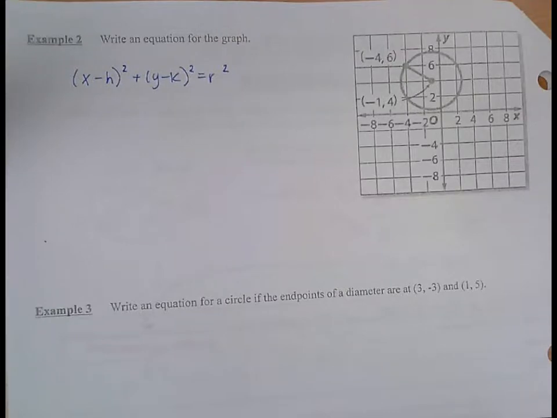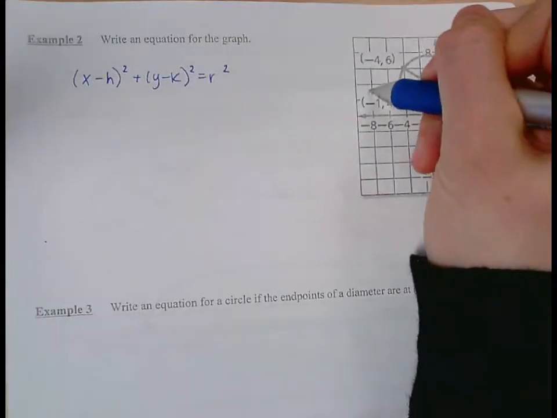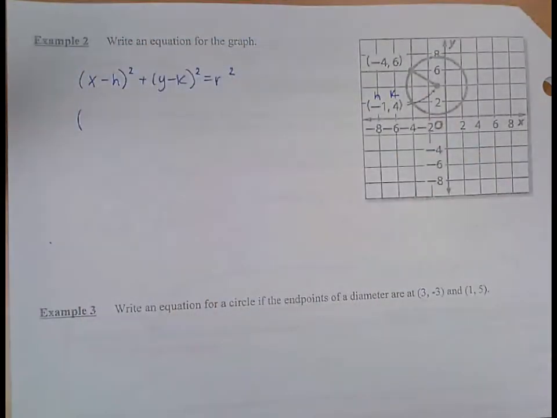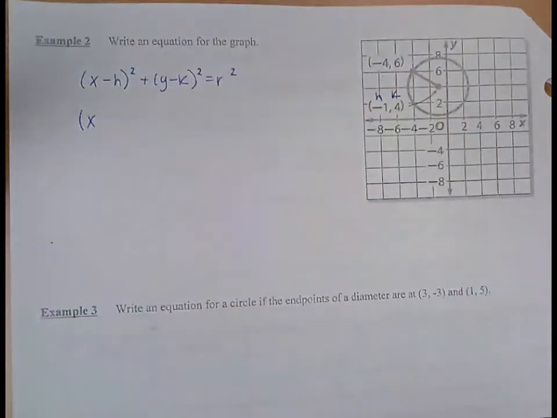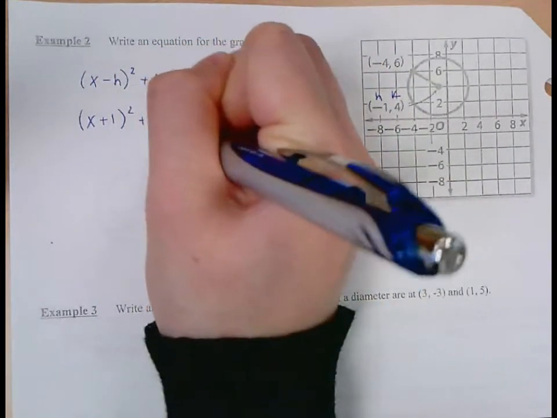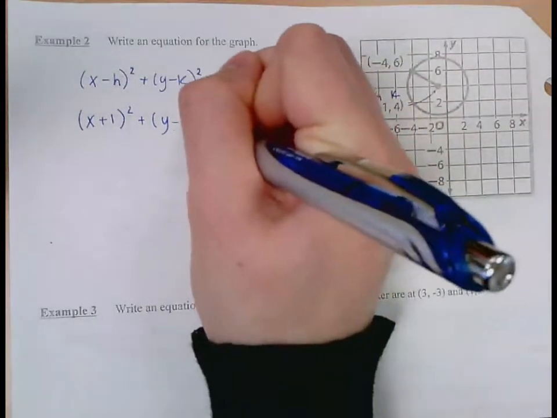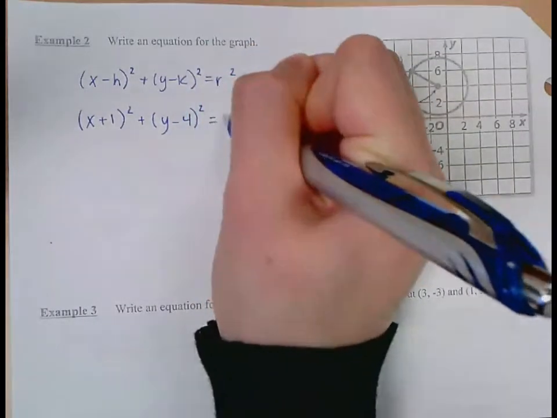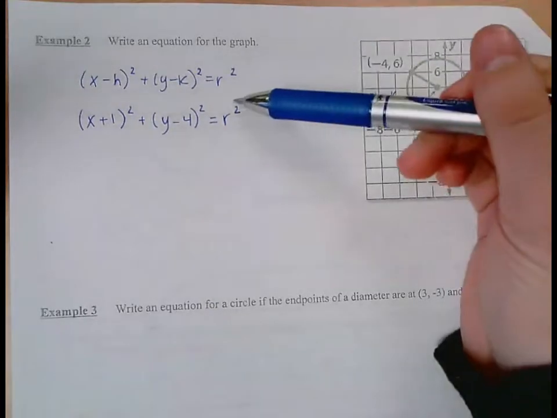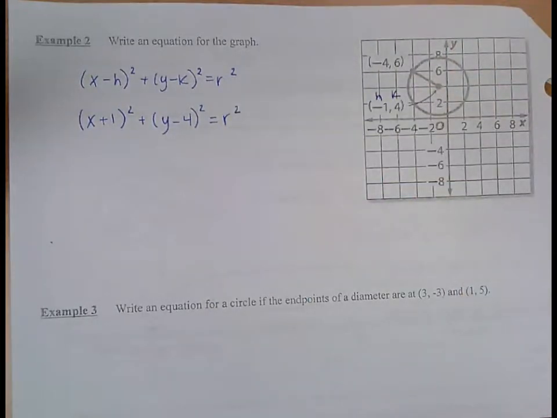So I know the center, I know h, k. I'm given the center of (-1, 4), so those I can substitute in. So I have x minus -1, so x plus 1, quantity squared, plus y minus 4 quantity squared equals r squared. I'm not given the radius, so I don't know r. But I need to find r or find r squared somehow.